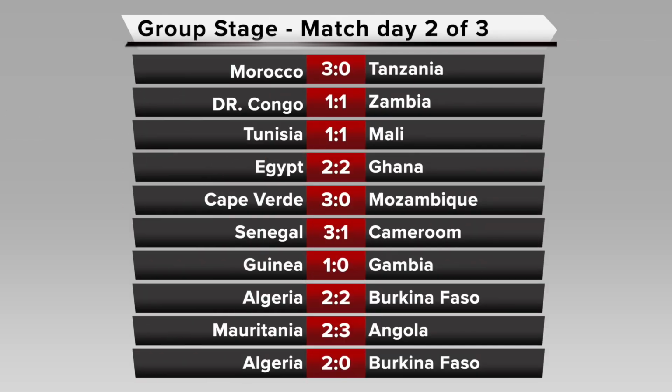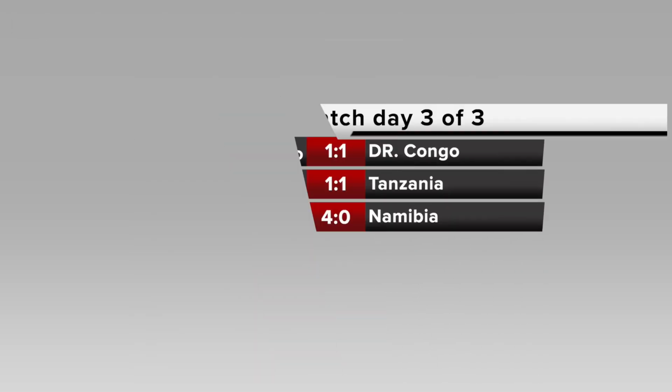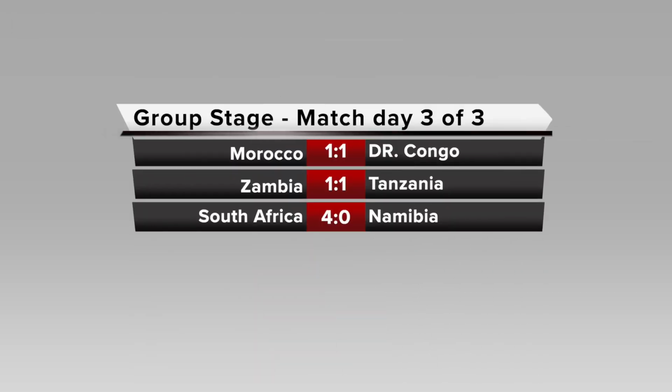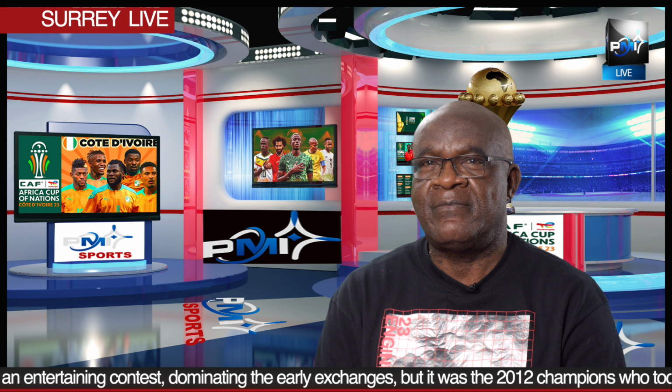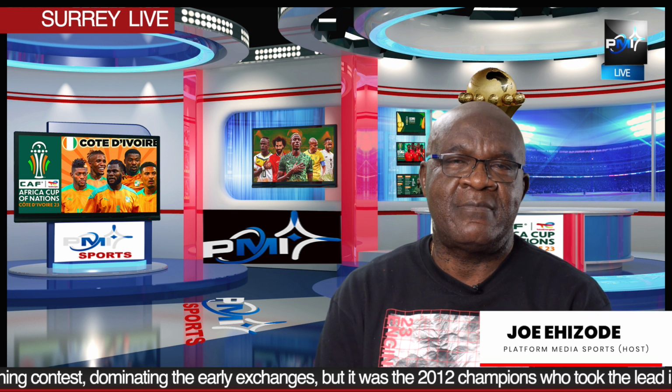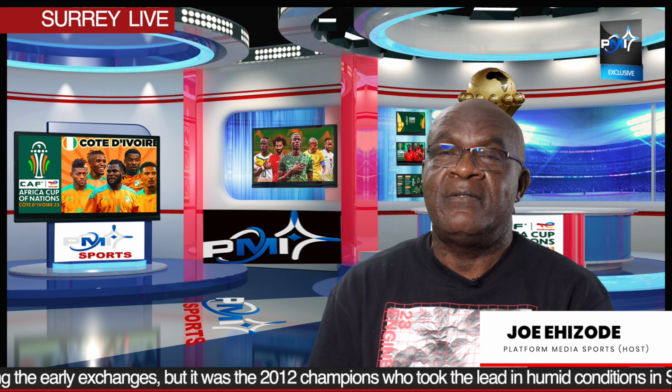Then after that, we have Algeria against Burkina Faso. Burkina Faso 2, Algeria 2. Then the next game was Mali against Tunisia. Mali 1, Tunisia 1. Then we have South Africa against Namibia. Namibia 0, South Africa 4. Then one more game after that was Morocco against DRC. Morocco 1, DRC 1. So those are the results for the second round so far.